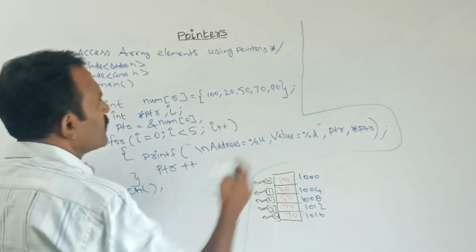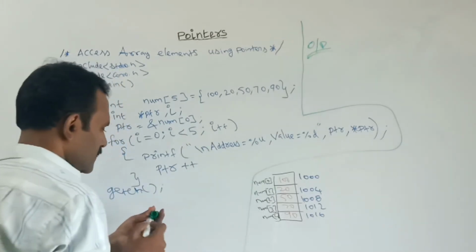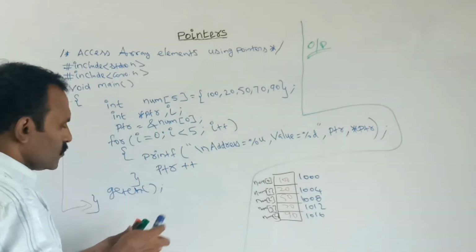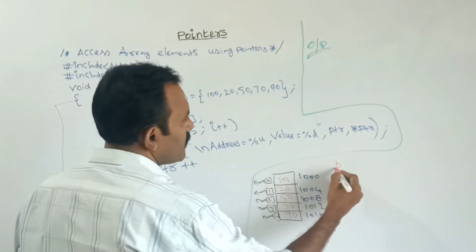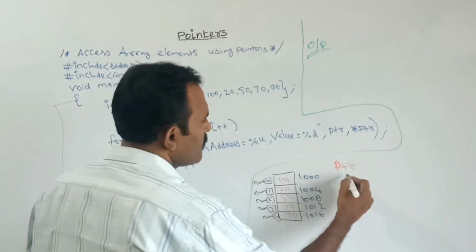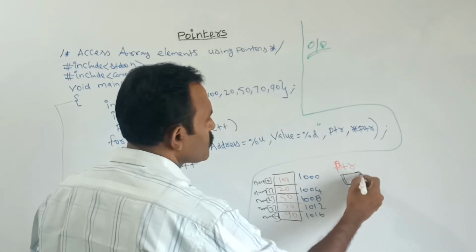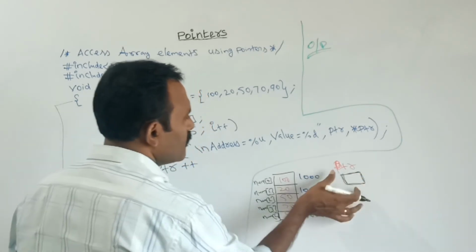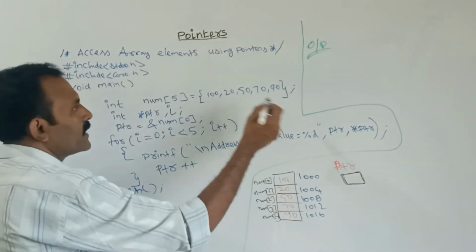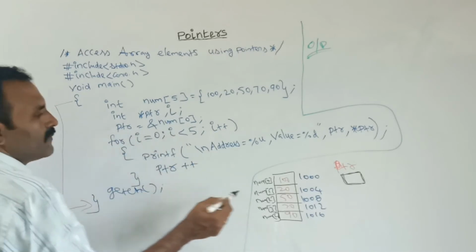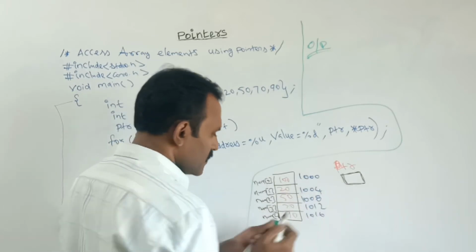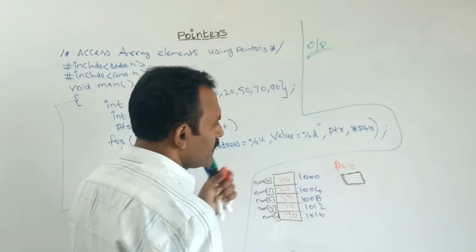See in the output, here it stores the address to the PTR variable. So for this PTR pointer variable also, the compiler allocates memory to this block, and in this memory I am storing the address of the 0th position, NUM of 0th position. This NUM of 0th position is 1000. So this 1000 is stored to this pointer variable PTR.